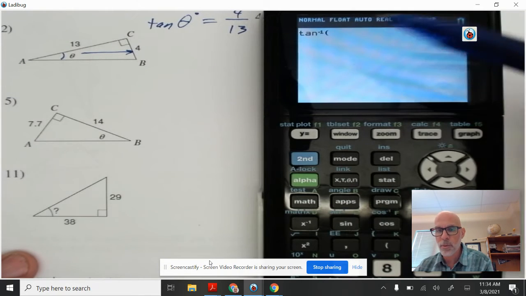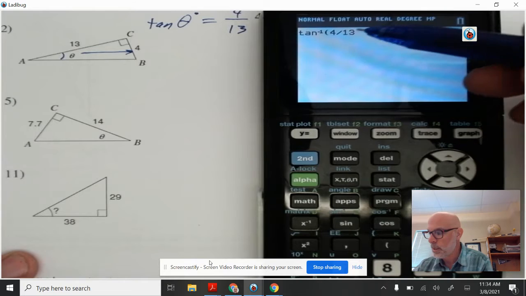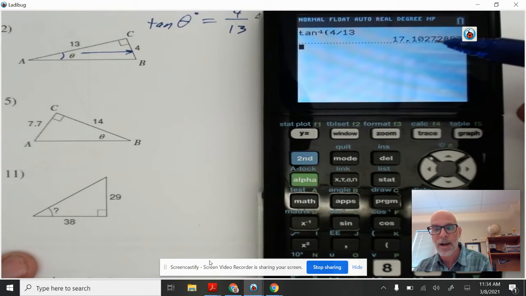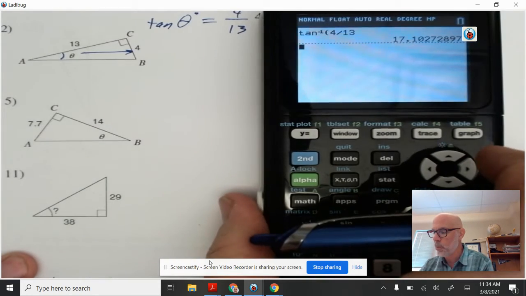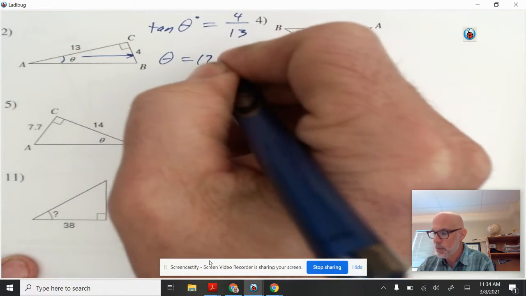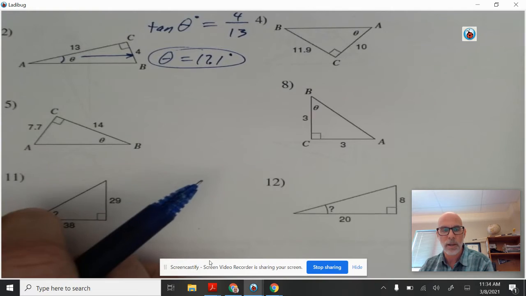What your calculator is waiting on is the ratio. So you tell it the ratio. It's 4 on the opposite divided by 13 on the adjacent. So as soon as I hit enter, it's going to tell me the angle. See, we said about 17. This is the actual official angle right here, 17.1. So I'm going to say that theta is 17.1 degrees. Done. End of story.